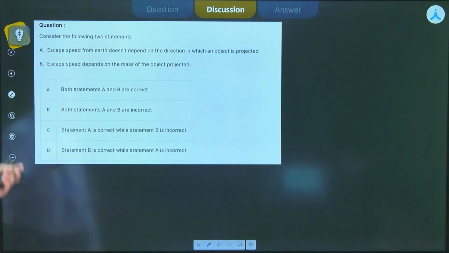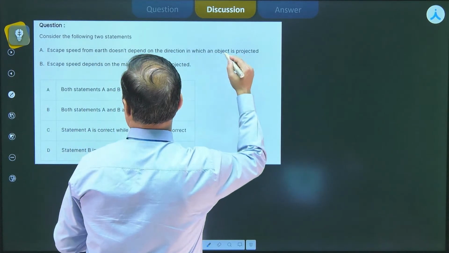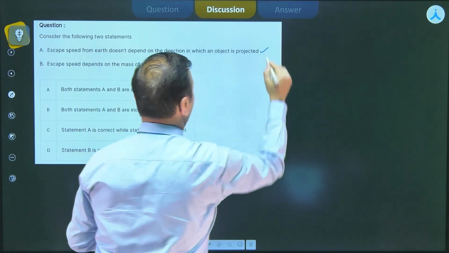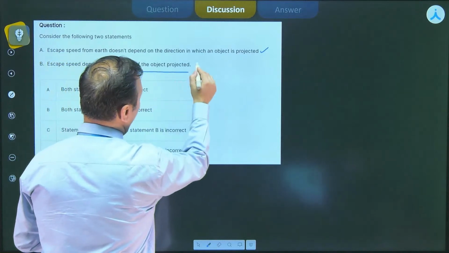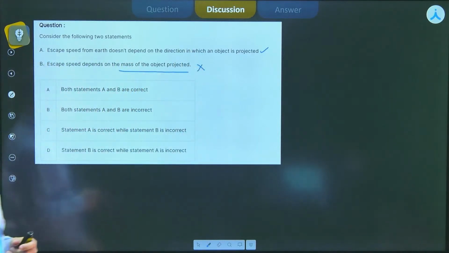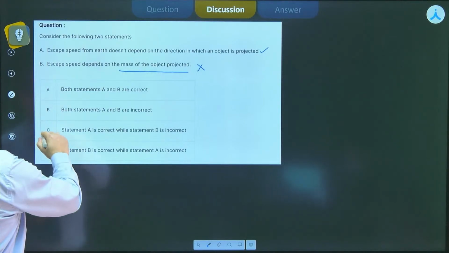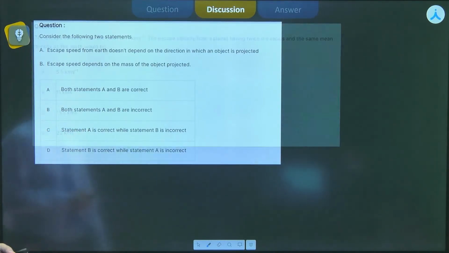So this is the one. Now the next question: escape speed from Earth does not depend on the direction in which an object is projected. So this is the assertion. Statement-wise, we have just stated, yes, this is a true statement. Escape speed depends on the mass of the object. No, this is a wrong statement. We have just discussed it is independent of mass, so statement A is correct while statement B is incorrect.